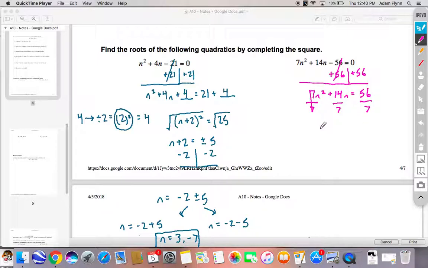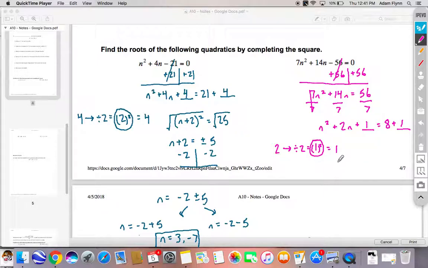So 7's cancel, we're left with n squared plus 2n plus blank equals 56 divided by 7 is 8 plus blank. So now we need to fill in our blank so we can complete the square. So we'll take 2, divide it by 2, which is 1. So 1 will be our magic number. And we'll square it so we can complete the square. So 1 squared is 1, so that's what we will fill in the blanks with.